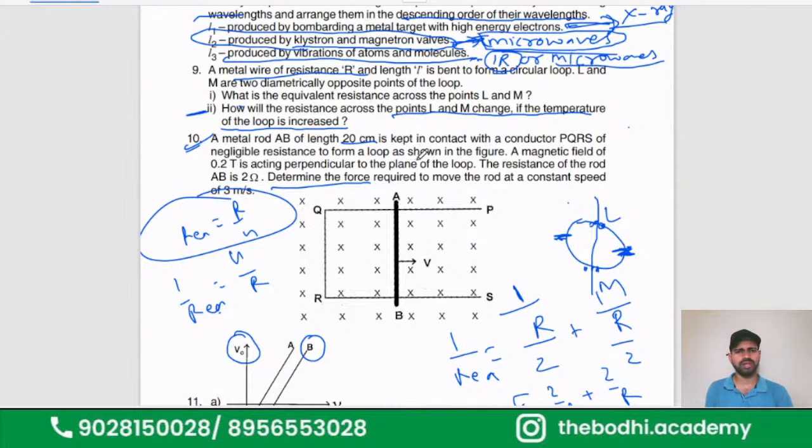I don't think it's difficult. It's very simple. See, we know the temperature and the resistance are directly proportional. So if you increase the temperature of the loop, obviously, what will happen to the resistance? It will increase, isn't it? It's very common, and you have done this before. Okay, I'm going to erase this.